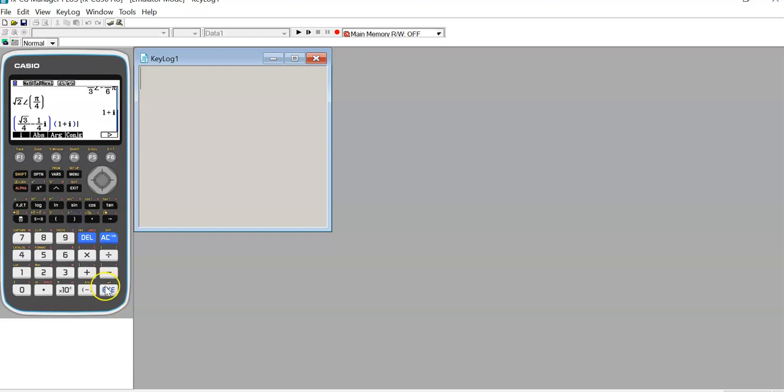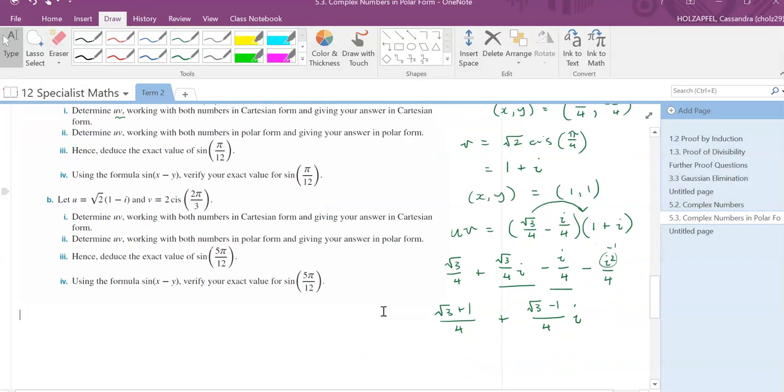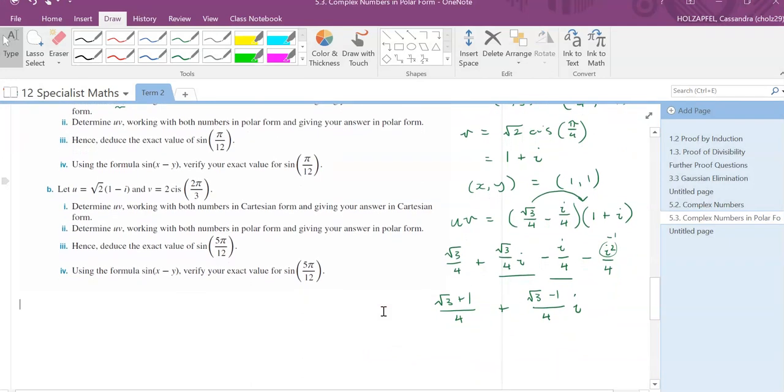So if I chuck that in my calculator, what do I get? Yep, so root 3 plus 1 over 4, root 3 minus, I can't talk. You can see the answer, it's on the screen. We got the correct answer. Happy days. Okay, so next, determine UV working with both numbers in polar form and give your answers in polar form.